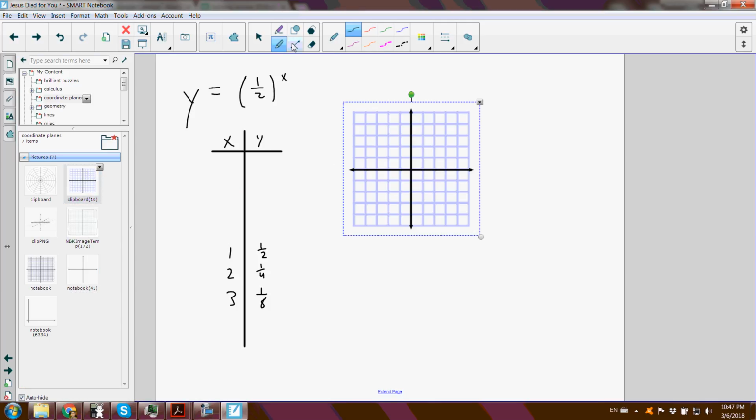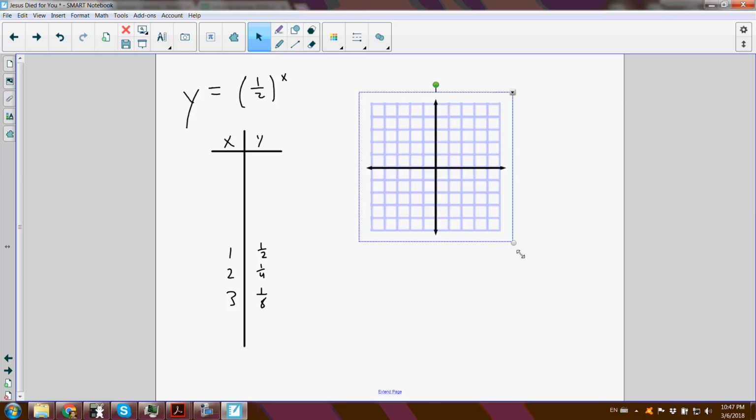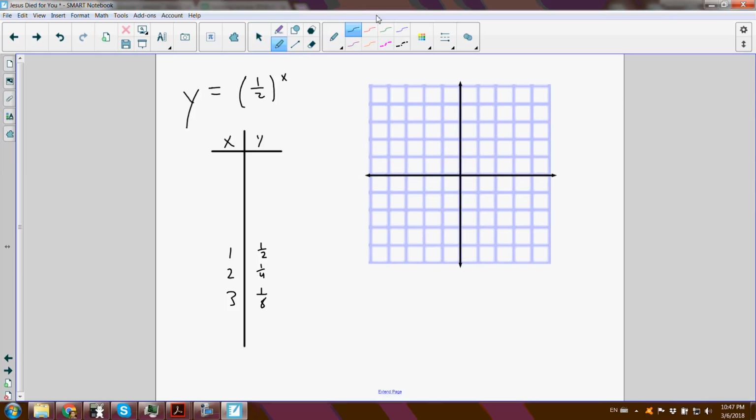So let's take a look at what that would look like. We have the points 1, 1/2; 2, 1/4; 3, 1/8. What about if x equals 0? 1/2 to the 0 power. Well, anything to the 0 power is 1. So 0, 1. Notice as we go down the line, we're dividing by 2. As we come back up the table, we're multiplying by 2.